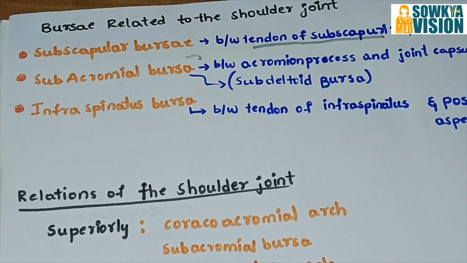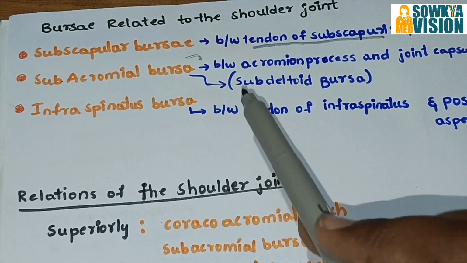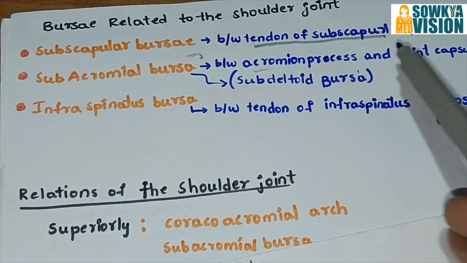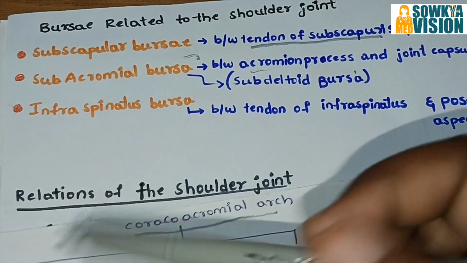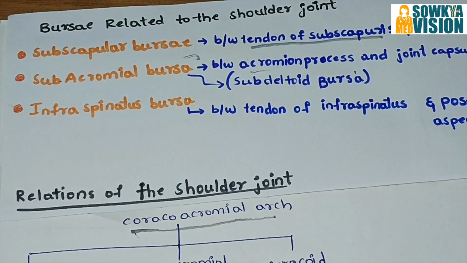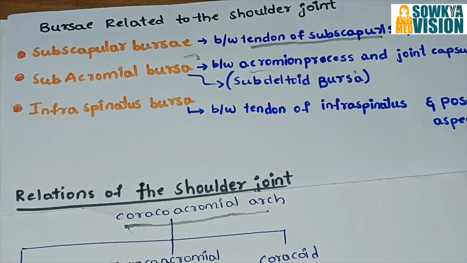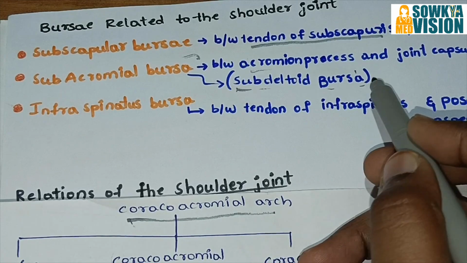Where is it present? Subacromial means it is present below the acromion process, right? So it is present between the acromion process and the joint capsule. It is present below the acromion process and the deltoid muscle, so it is also known as subdeltoid bursa.